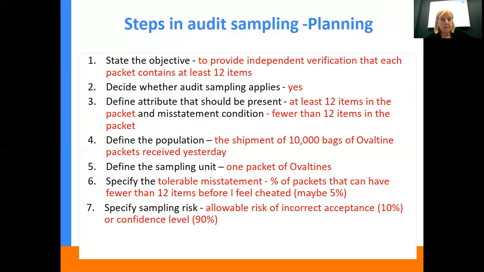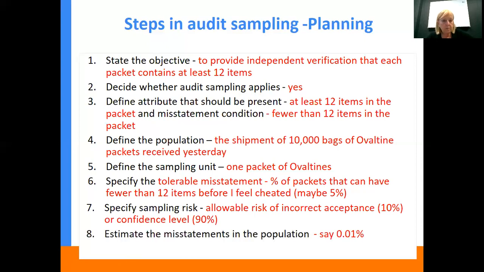The sampling risk, my allowable risk of incorrect acceptance, is 10%. So I'm willing to say that there's a 10% chance that I say there are no misstatements and actually there is. And like I said, if it was a very valuable item, like a medication, my allowable risk of incorrect acceptance would be much, much lower than that. I would have to be much more confident.